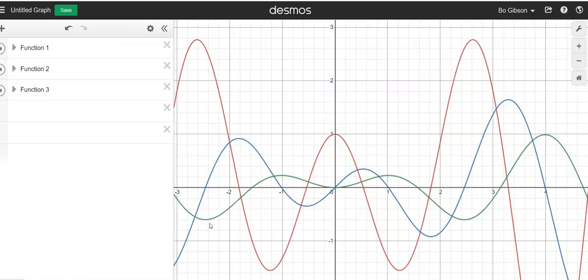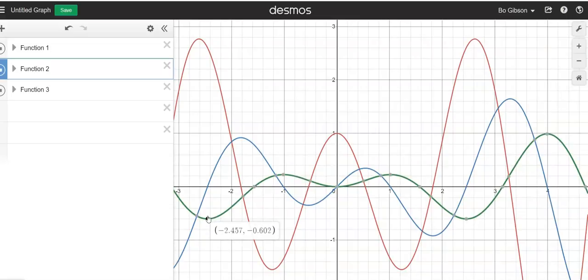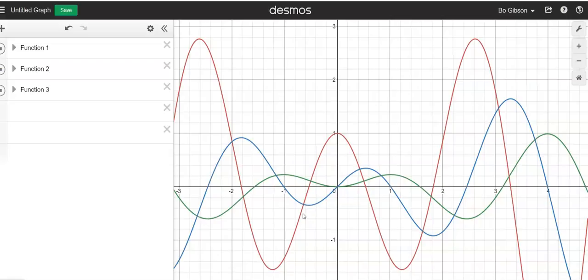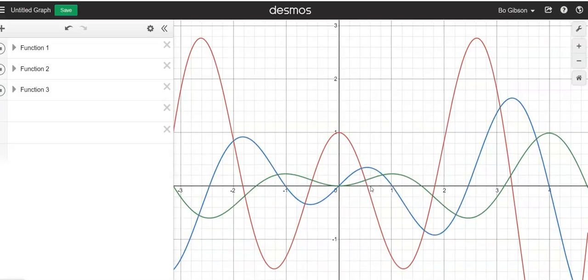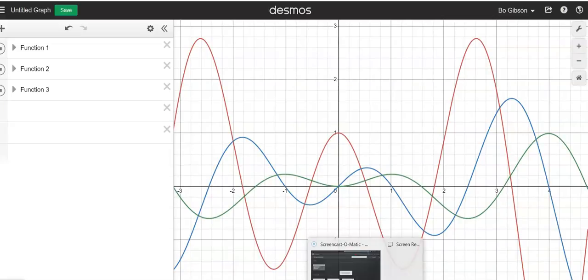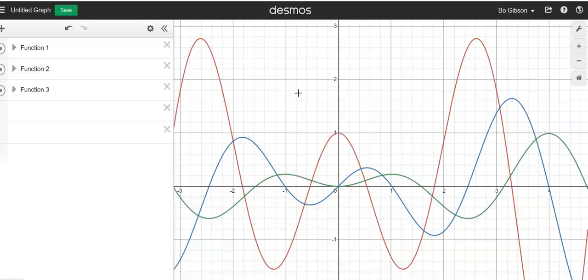Either way, hopefully you got the picture. Every time that we found a horizontal tangent on the green function, that corresponded to a 0 of the blue function. So notice horizontal tangent would be about there. We have a 0. Horizontal tangent would be about there. We have a 0. Which tells me that the blue function is probably the derivative of the green function. So we found it because we already know that this one was f double prime. So that means the blue function is f prime, which means that the green function is f.